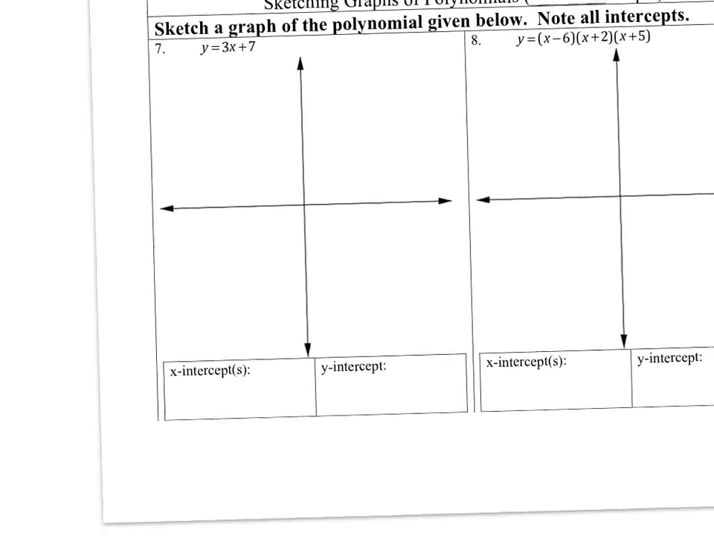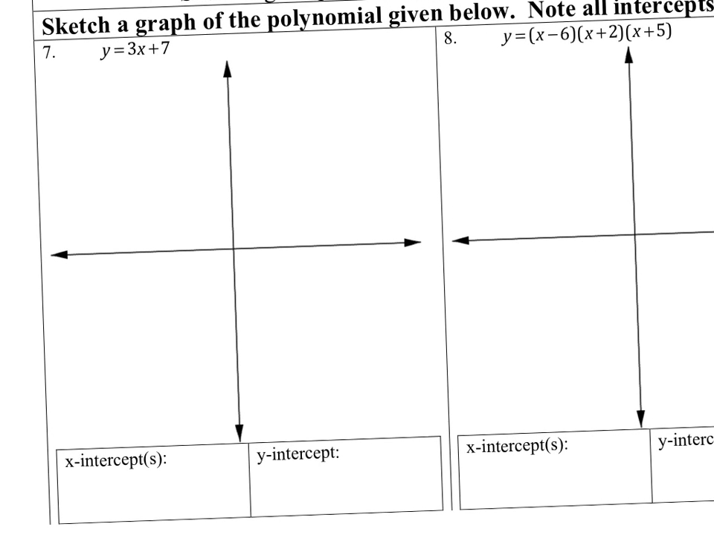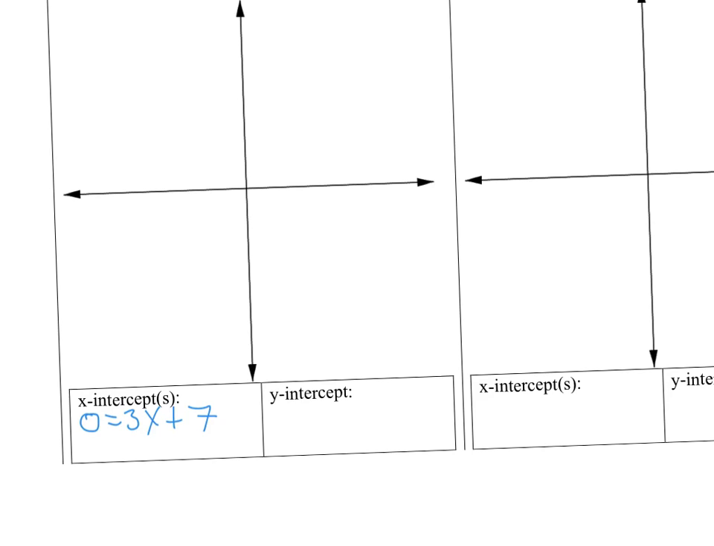All right, so we're sketching a graph of a polynomial given below, and I've got to identify my x-intercept and my y-intercept. I know that I get an x-intercept by setting y equal to 0, so we've got 0 is equal to 3x plus 7, which means that minus 7 divided by 3, x equals negative 7 thirds. That's a Butterworth number if I've ever seen one. So negative 7 thirds, that's going to be a little bit less than negative 2. And I'm going to label that negative 7 thirds comma 0.